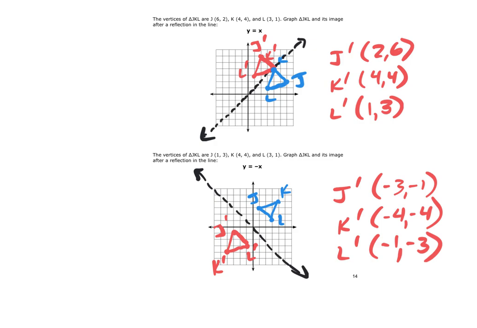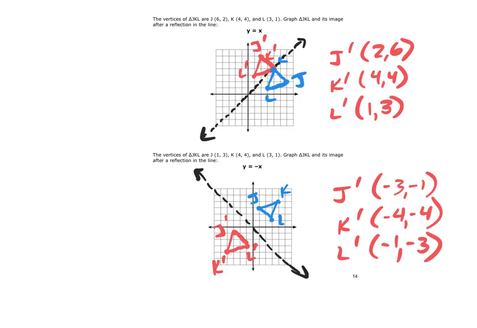Down here, I flipped them around and I switched the sign. So this was at 1, 3. So now it's at negative 3, negative 1. The points traded places and we switched the sign. 4, 4. When you flip 4, 4, it doesn't change anything, but they're both negative. So now it's negative 4, negative 4. And here, 3, 1 becomes negative 1, negative 3.